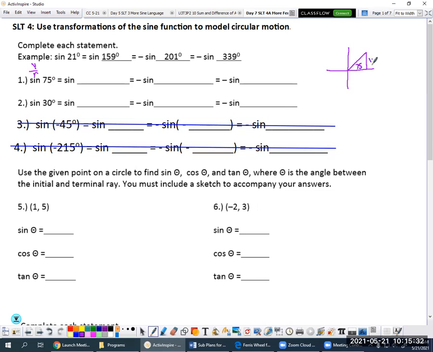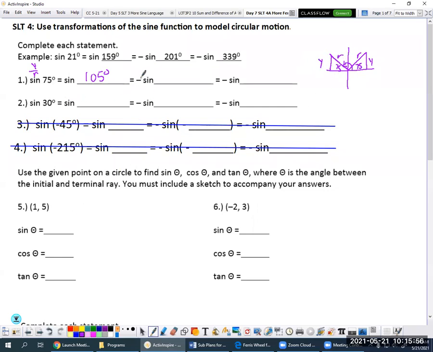Now I know 75 has a y and an r, so I'm wondering what also will have the same y and r value. So if I put that reference angle of 75 degrees in the second quadrant, I find here I have an angle of 105 degrees, so that they will have the same sine value because they have the same y and r value.